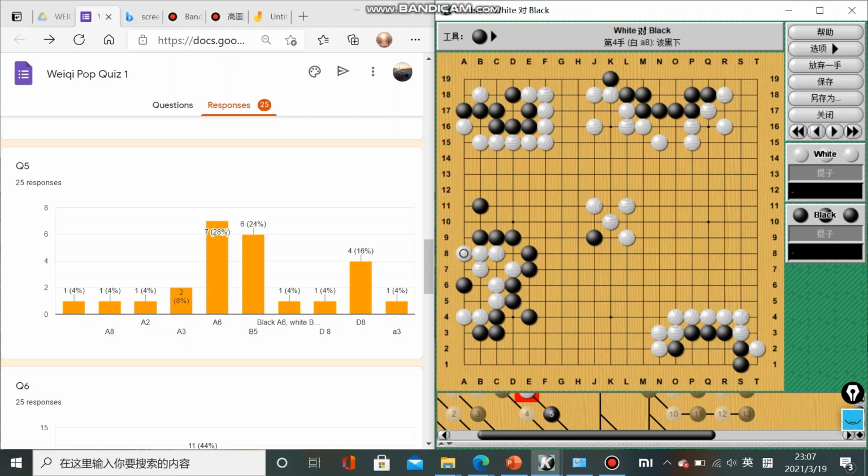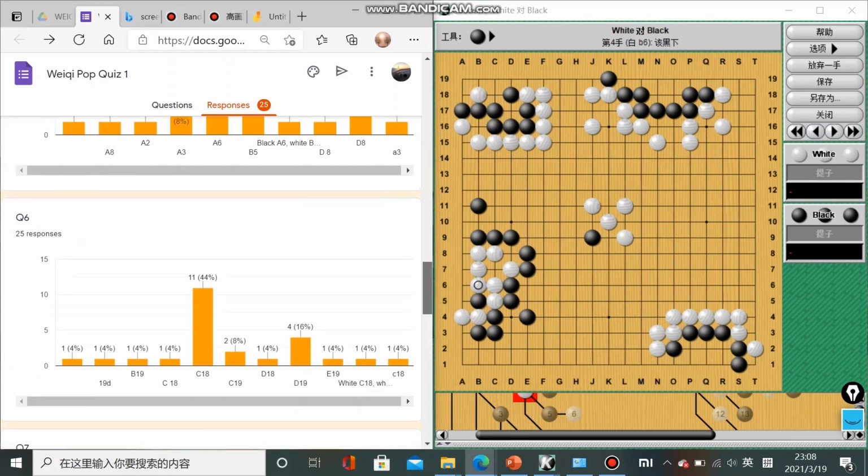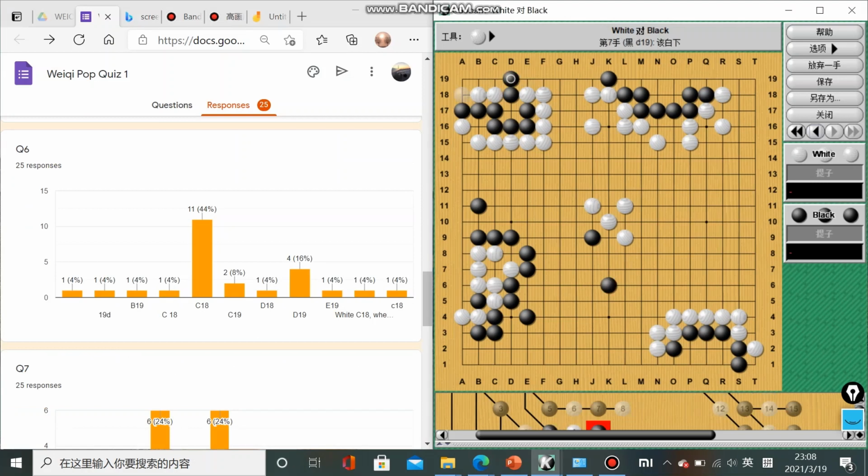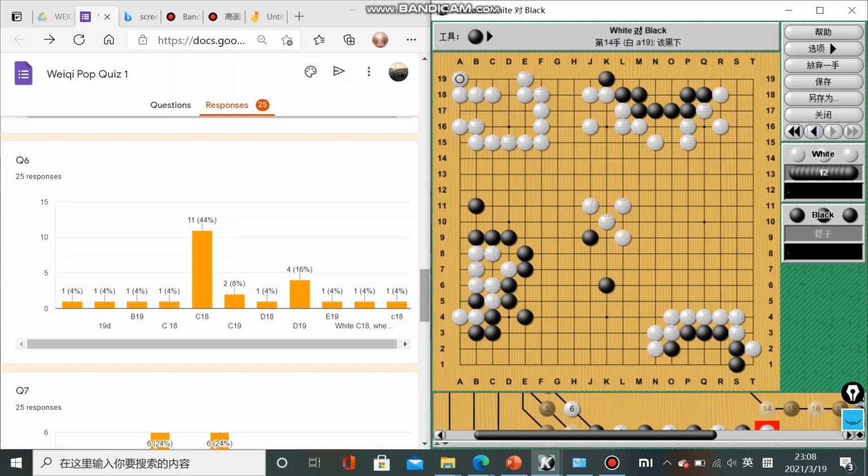If you play at b5, I appreciate the initiative, but it's a bit too direct because without the support, it will be easily eaten. And d8 goes the same way. Question 6. So for black to kill, it is by squeezing the eye into a false eye and subsequently eating it. This is quite a simple question. And question 7.